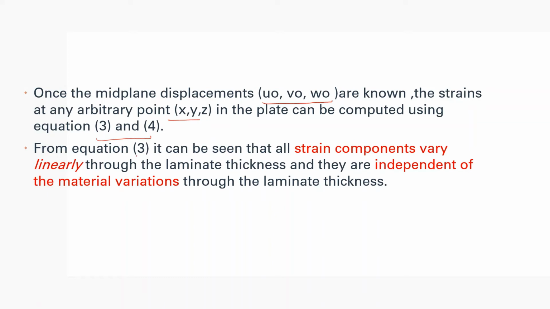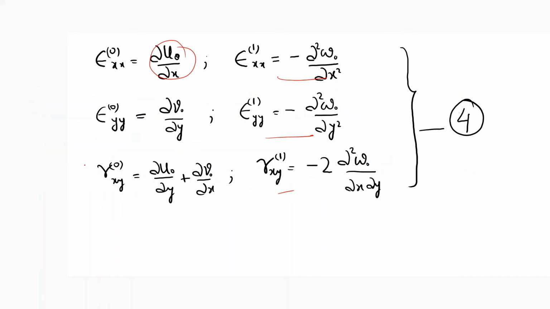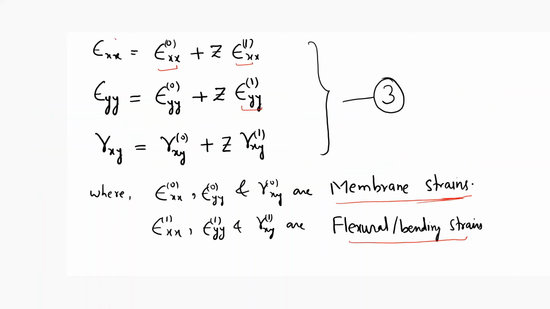So from equation 3, it can be seen that all strain components vary linearly. In equation 3, we will see that this epsilon xx varies.